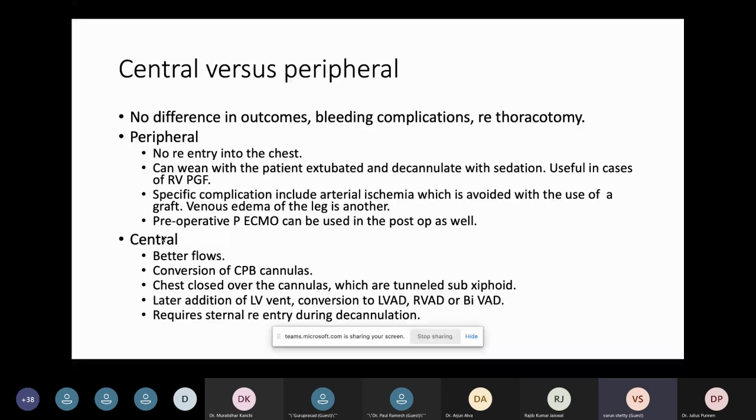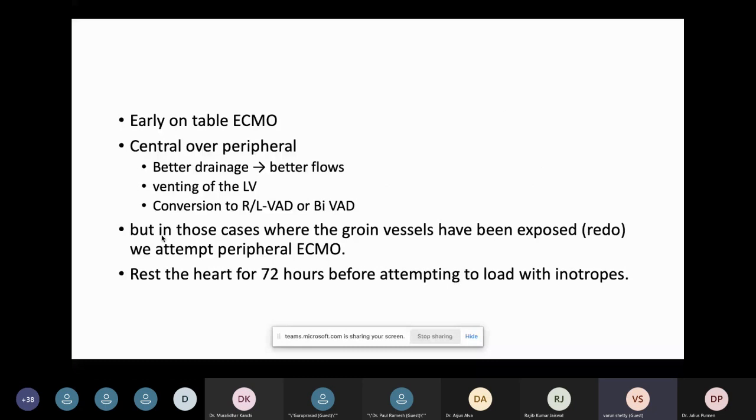But our preference is always, if we do suspect graft dysfunction and if we have ruled out all the correctable lesions and if we have rested the heart adequately, then it is always early ECMO and especially on-table ECMO. We again prefer central for the other reasons, as I said earlier. However, we have used peripheral in instances where the groin vessels have been exposed, especially in a redo where we've already cannulated it for CPB. We rest these hearts for about 72 hours before attempting to load with inotropes.